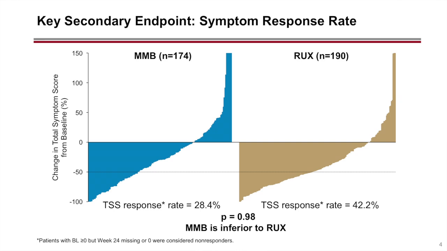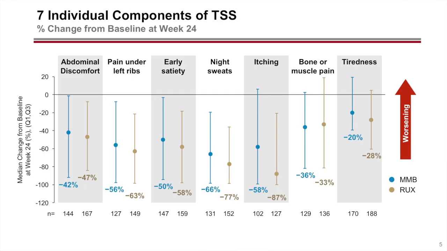Now, as we assess symptoms, we assess them both in total symptoms in aggregate as well as individual symptoms. This slide demonstrates the inferiority in terms of total symptom score. In terms of individual symptoms, one is able to see that the greatest difference in the symptom impact profile was in the arena of itching and night sweats.